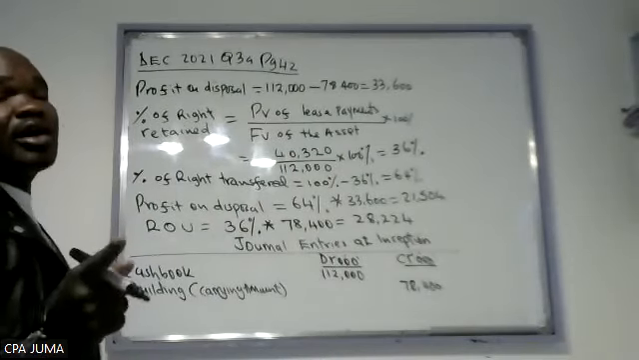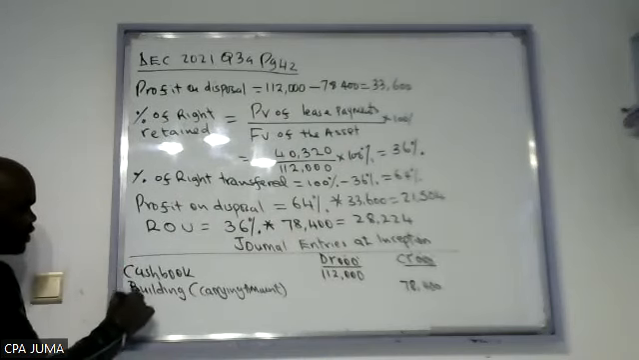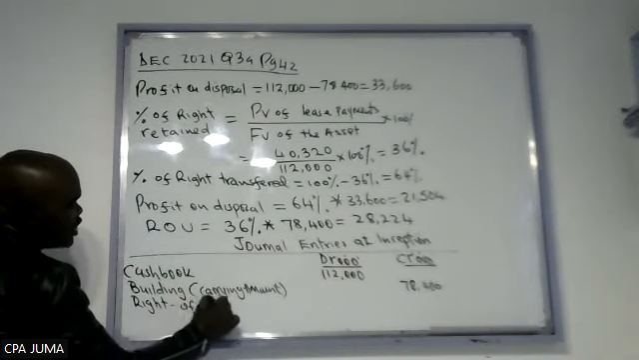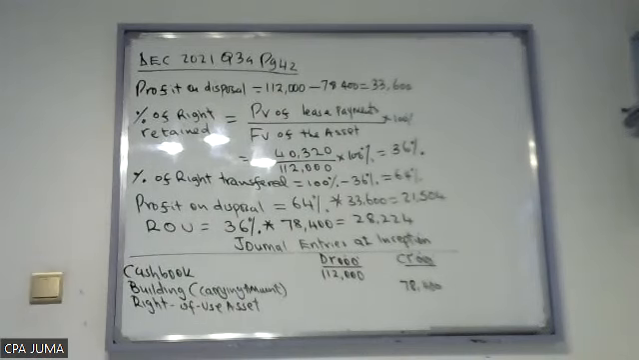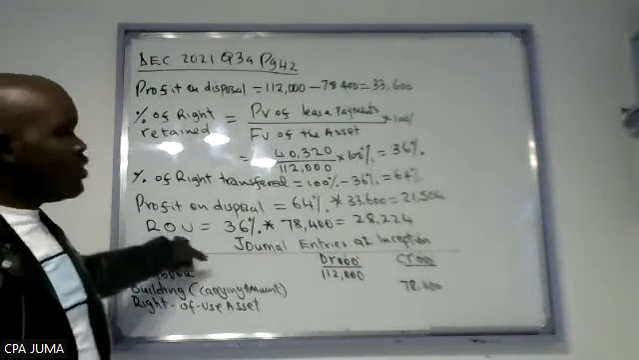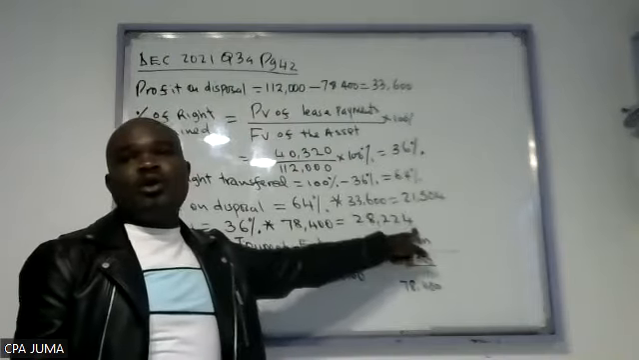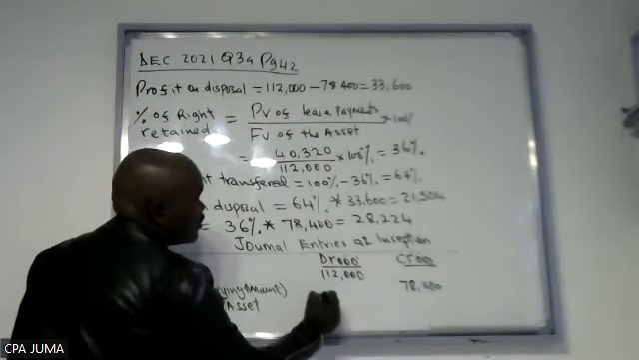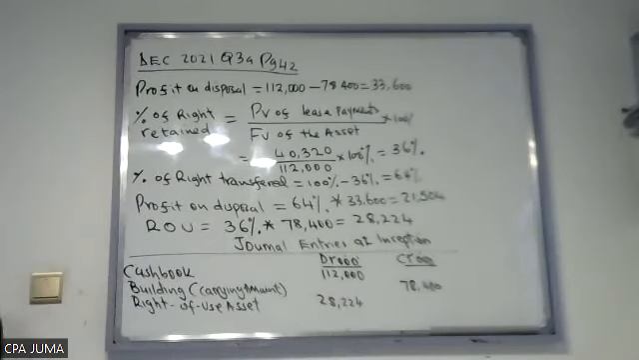Then it is coming back. The same building is coming back. So when it comes back, you bring the right of use. Right of use assets. You bring back the right of use assets. So right of use is based on the percentage of retention, which is 28,224. So when the asset comes back, you debit it in the financial statement. So 28,224. Have that.